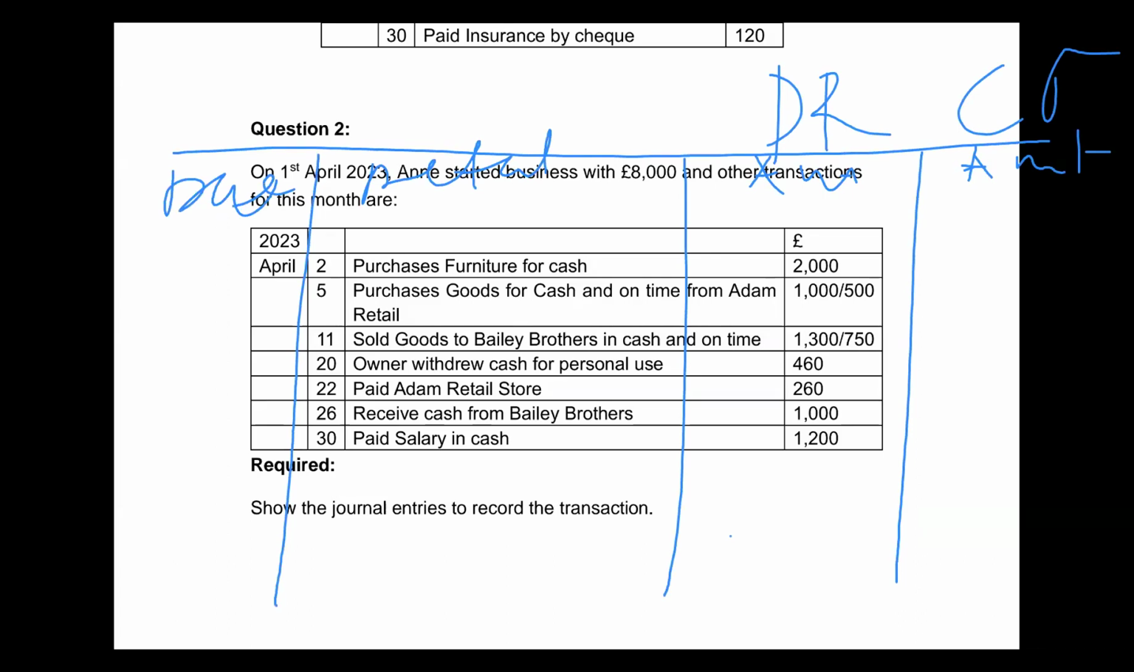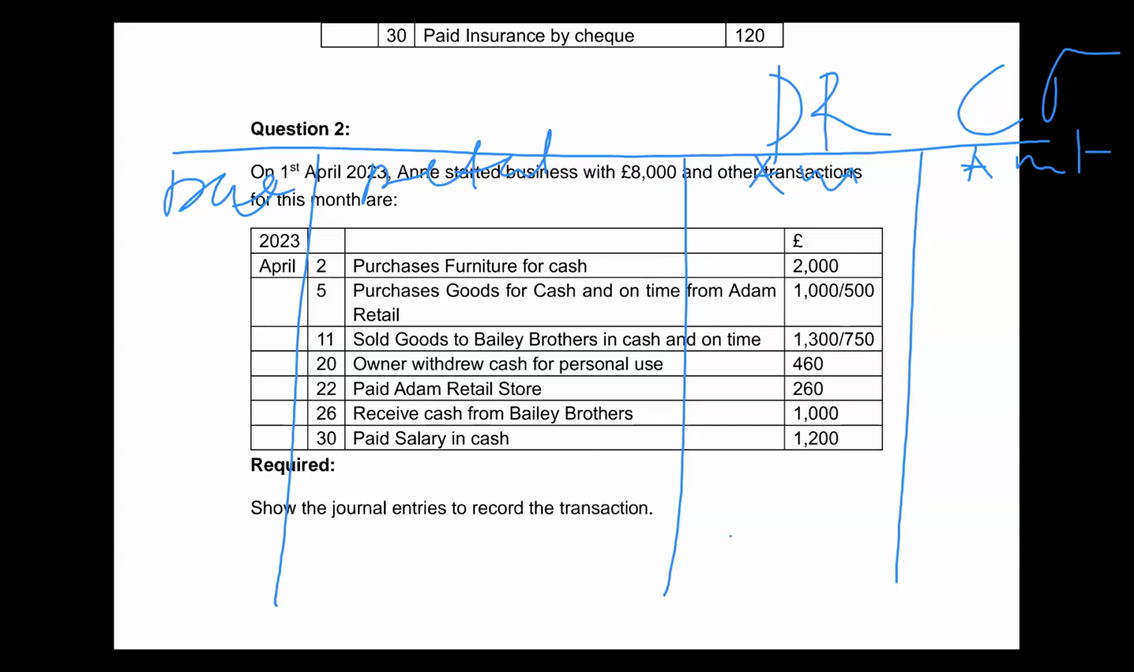Let's start from April 2nd. What is happening? April 2nd: purchases furniture for cash. Yeah, this is a trick now. What is this business doing? Let's start from the top. 1st April, what is happening? We got 8,000. We started the business with 8,000.